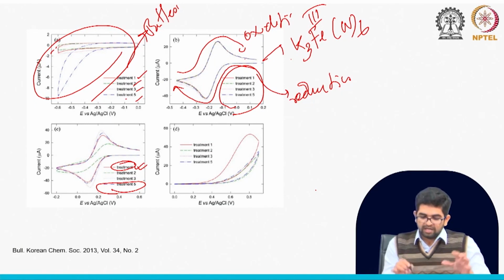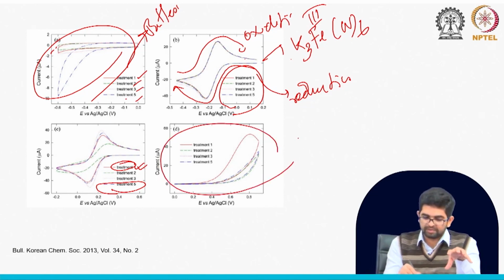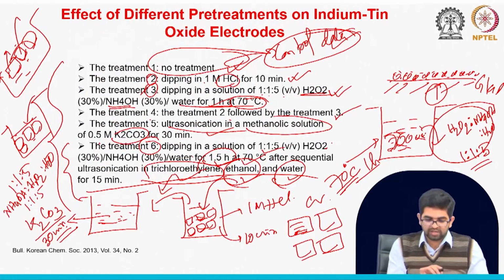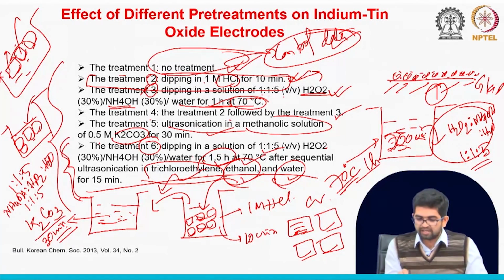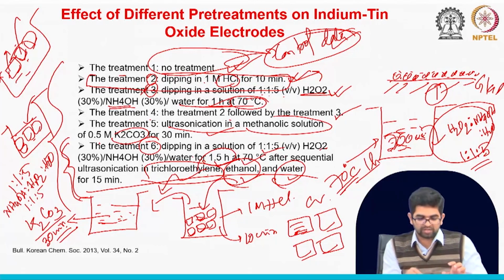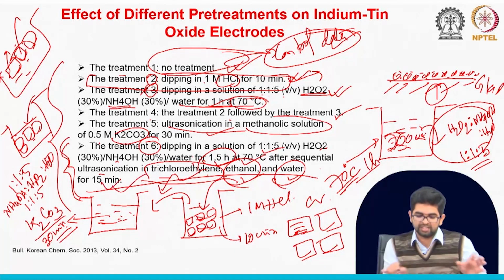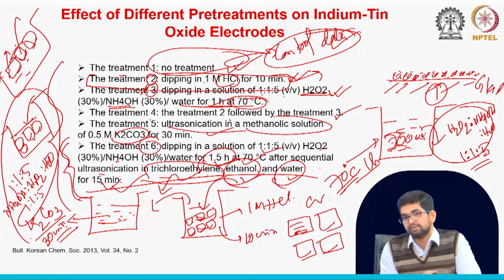And you can see some more data here. We observed treatment 1, 2, 3, 4, 5, and here also we can see the observable change, but in some cases HCl shows very high cleaning. One thing you have to remember is that in some cases HCl can remove the maximum contaminant, but in some cases it may not. But the last method, the 1:1:5 mixture of hydrogen peroxide, ammonium hydroxide and water, just after sequential ultrasonication of trichloroethylene, ethanol and water for 15 minutes each and then dipping, is a very good cleaning method.